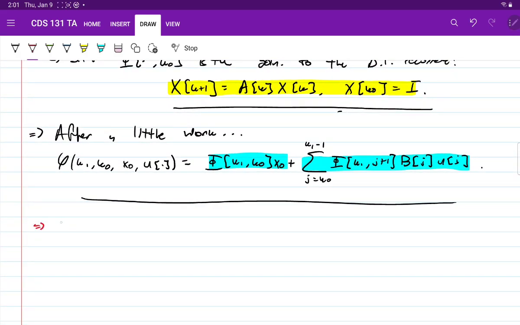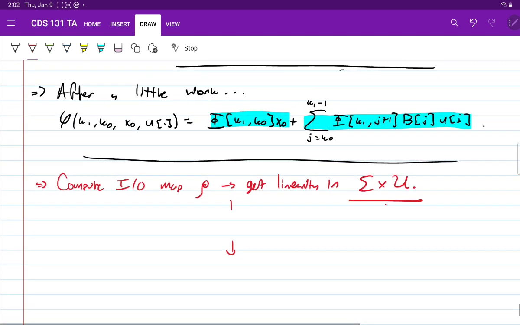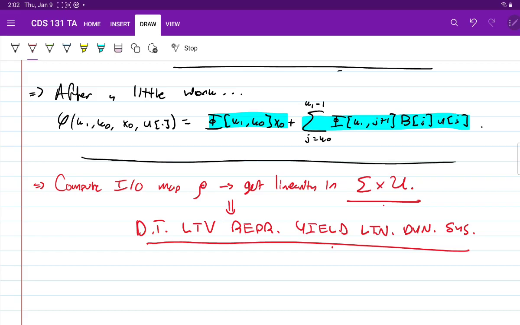A consequence of this is that you can compute your IO map rho by plugging into the output equation, and what you'll find is that you again get linearity in sigma cross u. So the result of this is that discrete time, linear time varying representations yield formal linear dynamical systems. Okay, fantastic. We'll leave the lecture there. Thanks.